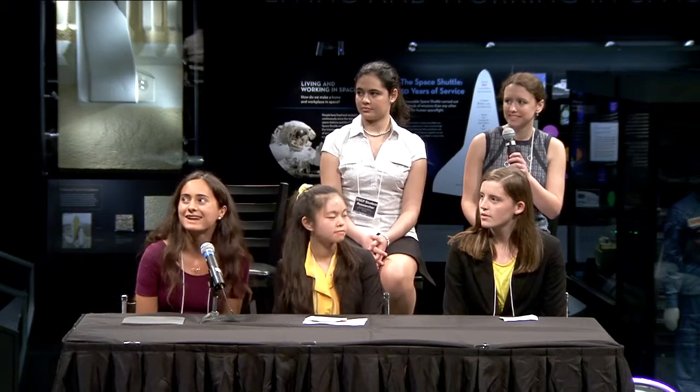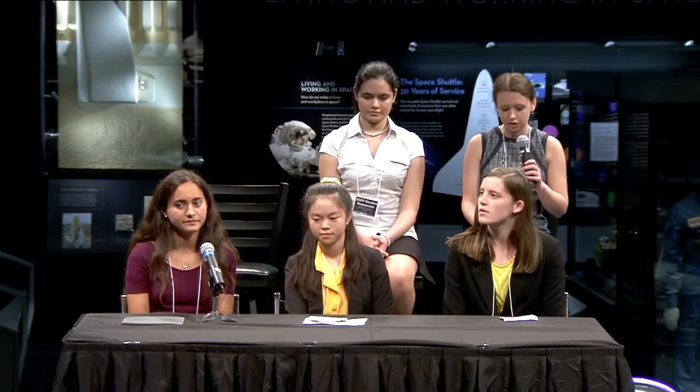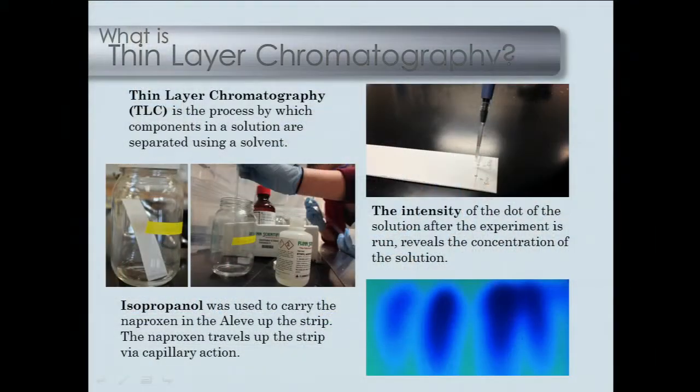Oh, next. Yeah, and next slide again. Sorry. To analyze the solution and find our results, we used a method called thin layer chromatography, or TLC. TLC separates different molecules in a solution and shows its concentration.